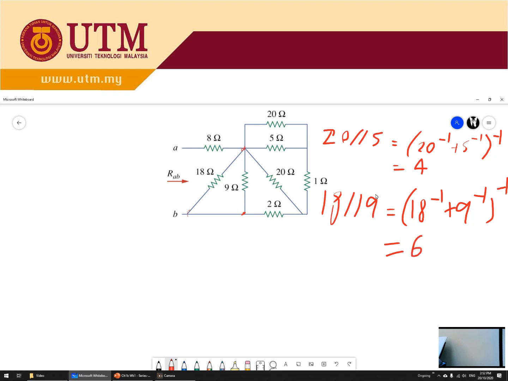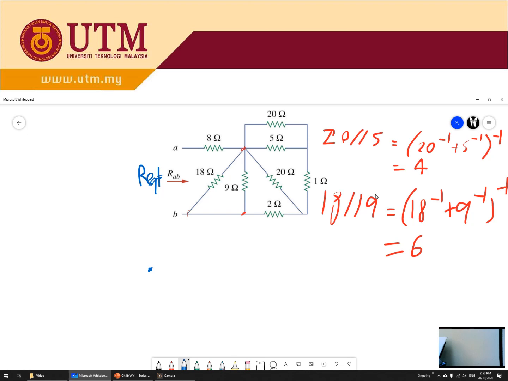So what else? This one also cannot, so you have to redraw again. This one is also important. R equivalent is everything you need to simplify into one resistor. But RAB is between point A and B. You have to differentiate between R EQ and RAB or any other points. For example, if the points are Y and Z, you have to calculate RYZ. So you have to be careful with this.